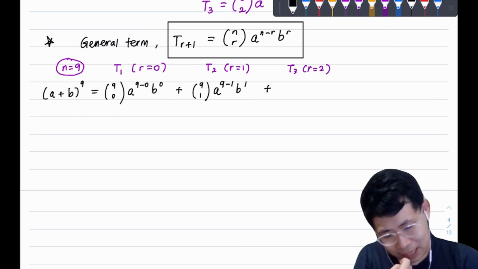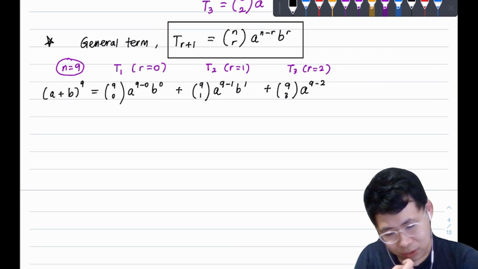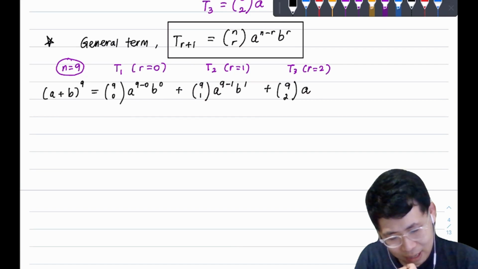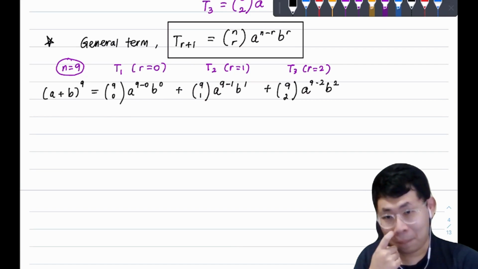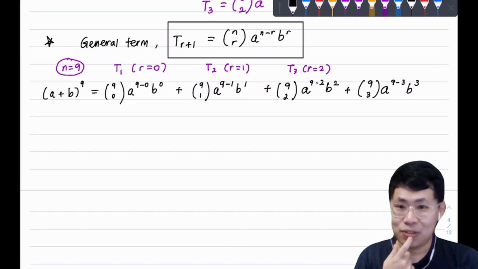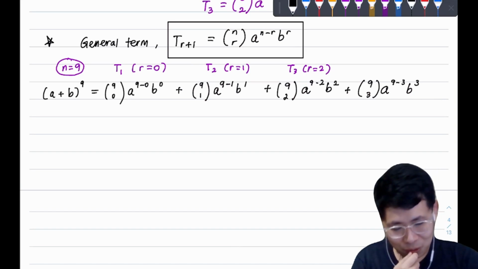So this will be plus 9 choose 3 of a to the power of 9 minus 2. 9 choose 2. Okay, r is 2. n choose r, a to the power of n minus r, and b to the power of r. Okay, plus 9 choose 3, a to the power of n minus r, b to the power of r. Do you see the trend now? Right? Quite cool, the trend.